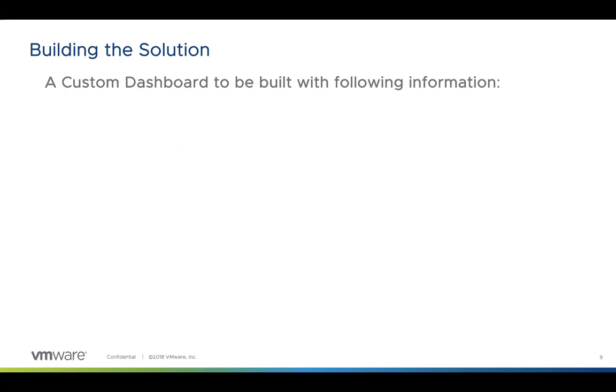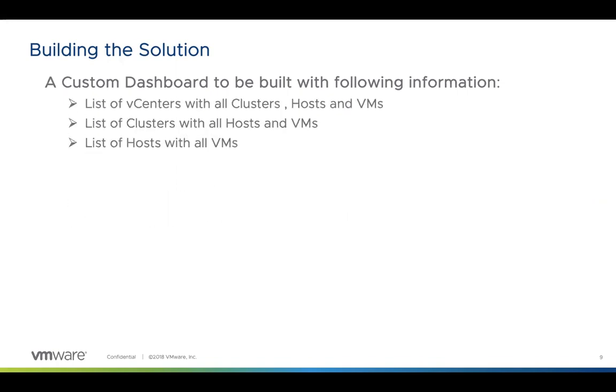So we started building the solution. We understood it has to be a custom dashboard with the following information. It needs to show a list of vCenters, all the clusters, hosts, and VMs, then a list of all clusters with all the hosts and VMs related to them, and a list of hosts with all VMs. These three are separate because when I select a vCenter, I need to see all the clusters, hosts, and VMs related to that vCenter.